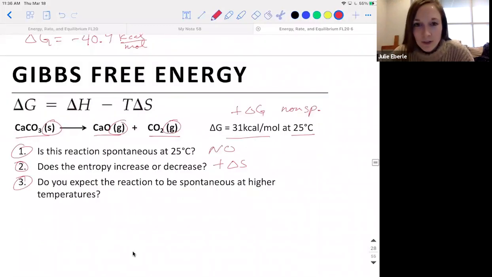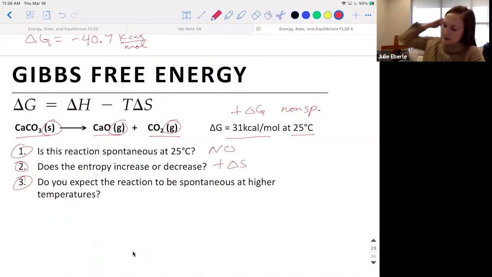Question 3 is the most interesting one on this slide. Do you expect the reaction to be spontaneous at higher temperatures? How in the world do we answer this? Well, let's think about some things. What do we know and what do we not know?